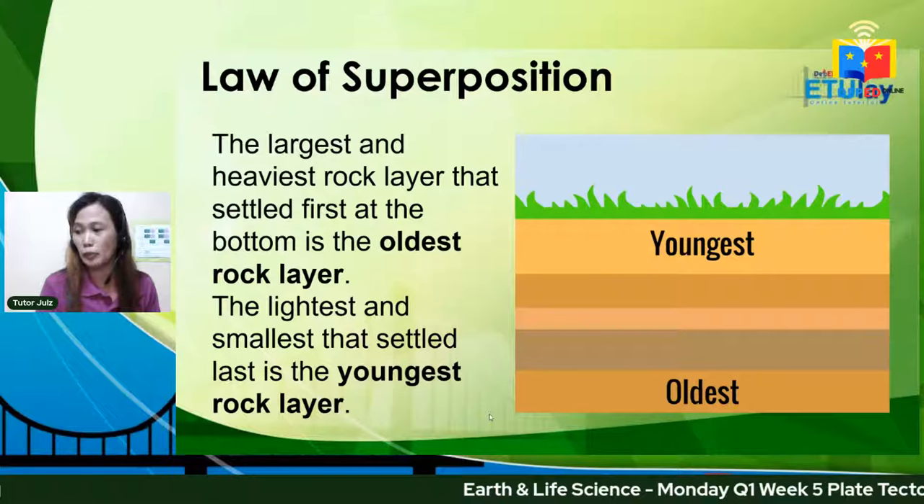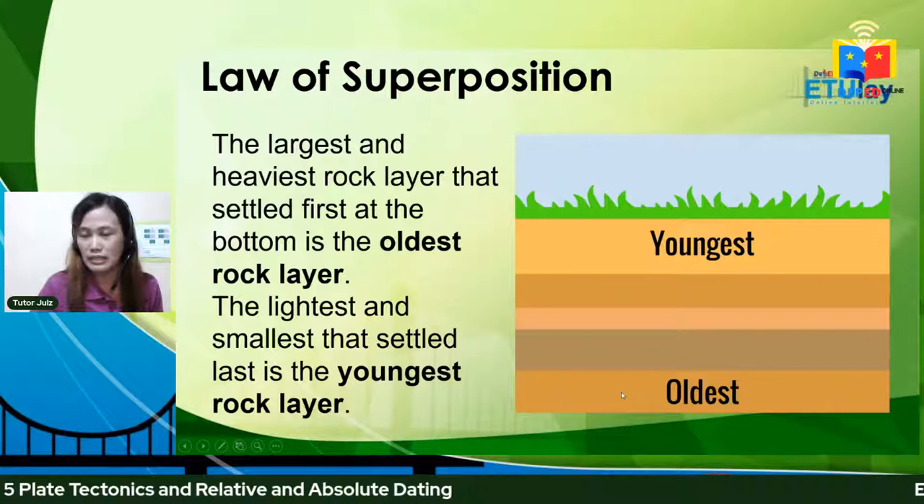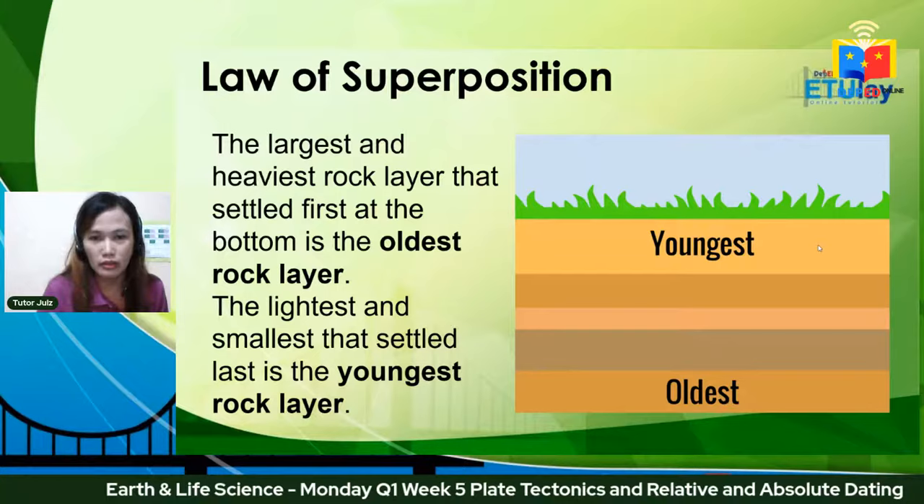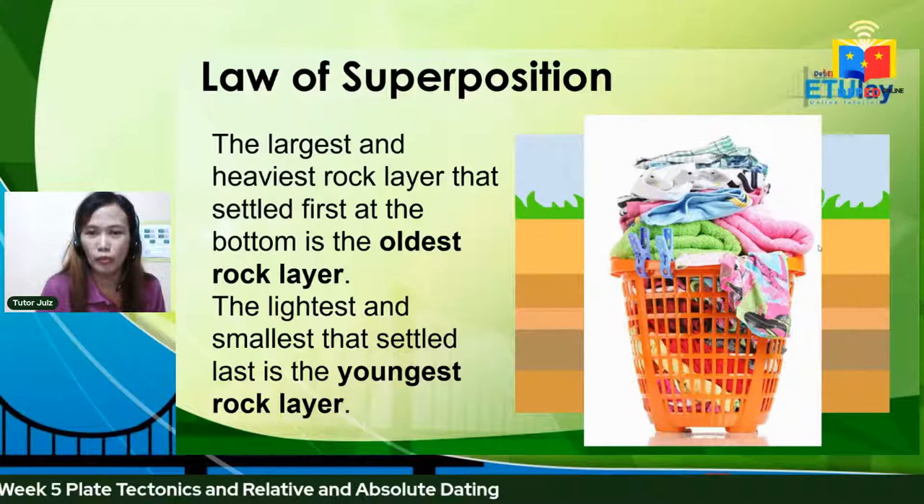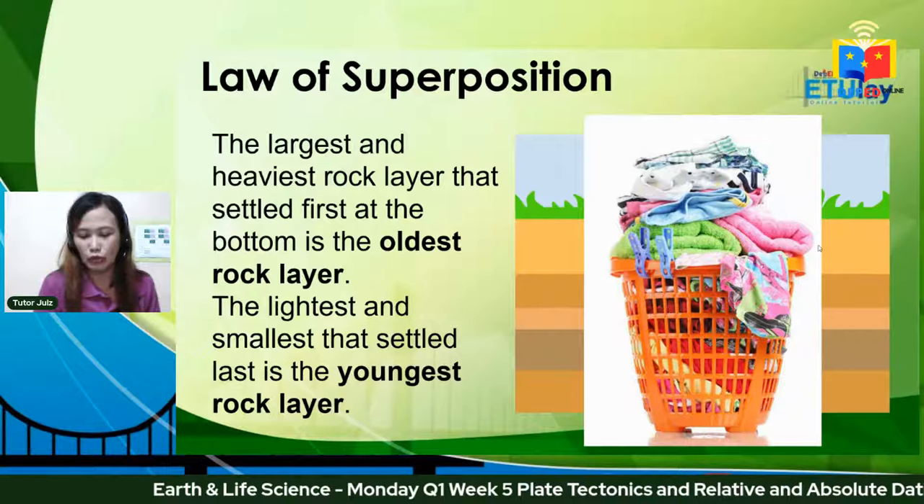When we say law of superposition, those particles or rock located at the bottom, yung nasa baba, those are the oldest. And then yung nasa top, those are the youngest rocks, okay? And let's have an analogy. In a basket of used clothes, di ba? Yung nauna mong ginamit, that is under. And then yung kahapon mo lang ginamit or kagagamit mo lang, that is located at the upper part of the basket. So that is under the law of superposition.